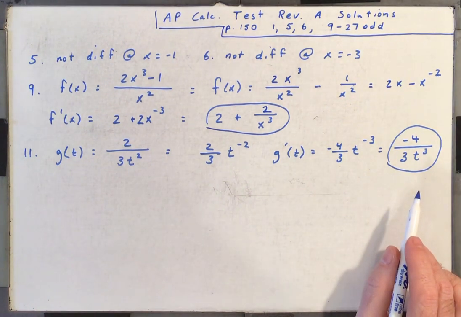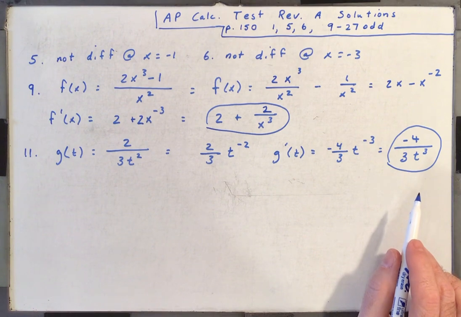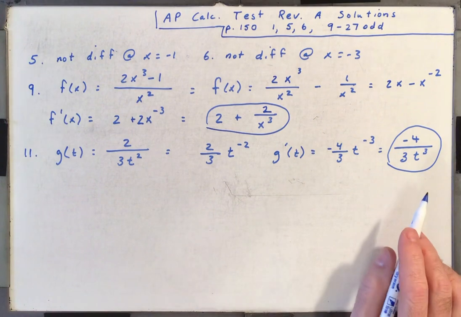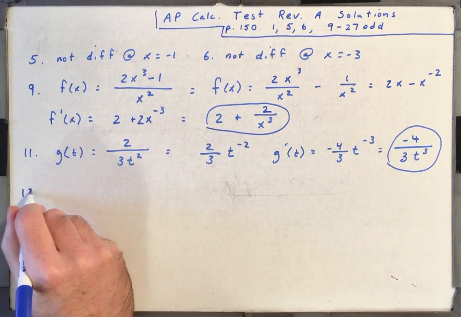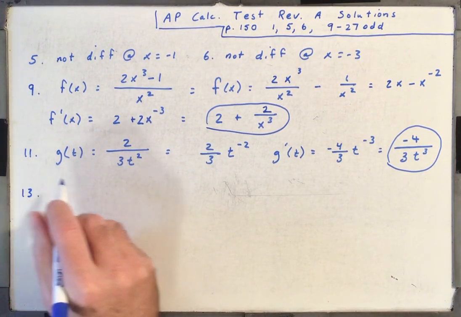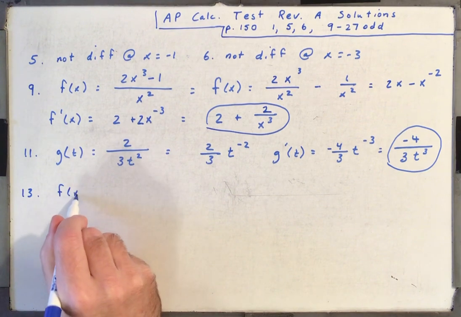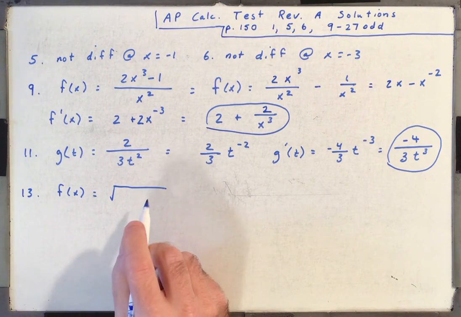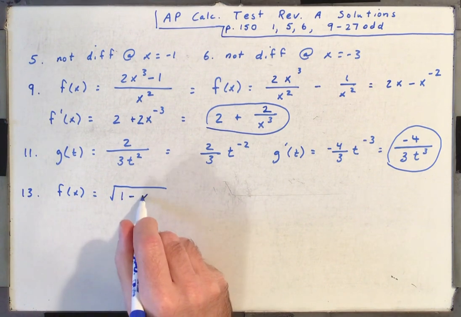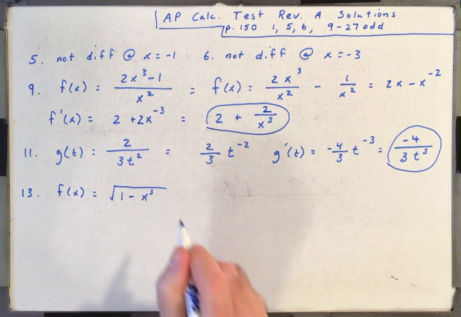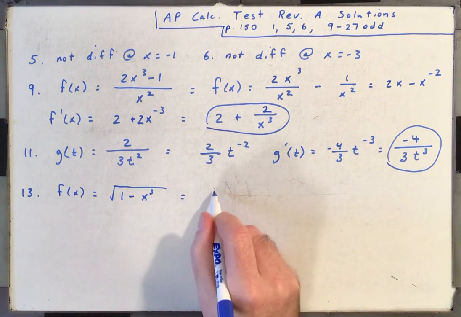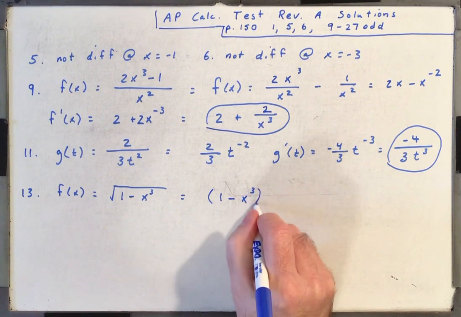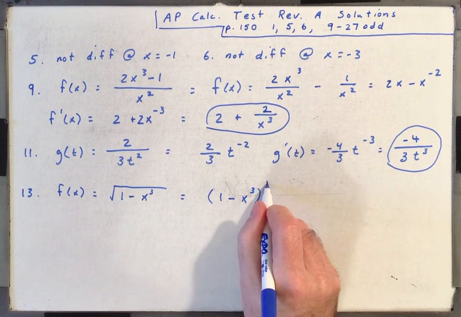Okay, number 13. Let's see, well, that was 11. Right, all right, number 13. We've got f of x is equal to the square root of 1 minus x cubed. I'm going to rewrite that as 1 minus x cubed to the 1/2 power.